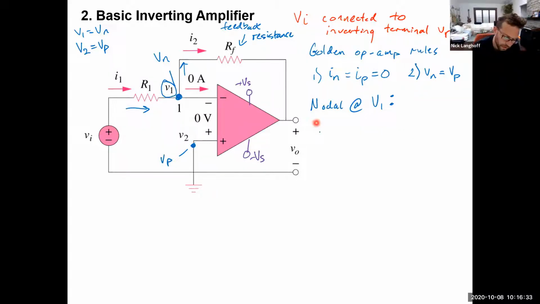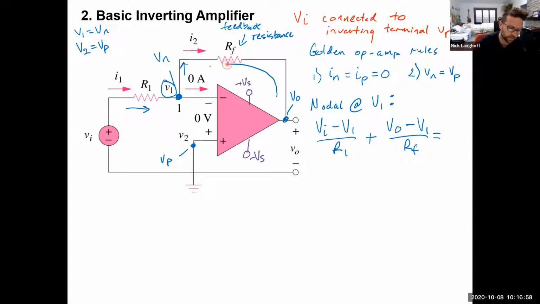So if we do nodal analysis there, then we have (VI minus V1) over R1. We're doing far minus near, right? Plus (V out minus V1) over RF. Here's V out, and the current going through RF from V out to V1 is this term right here, (V out minus V1) over RF. And that's all the currents in and out of the node at V1. So that is all equal to 0.